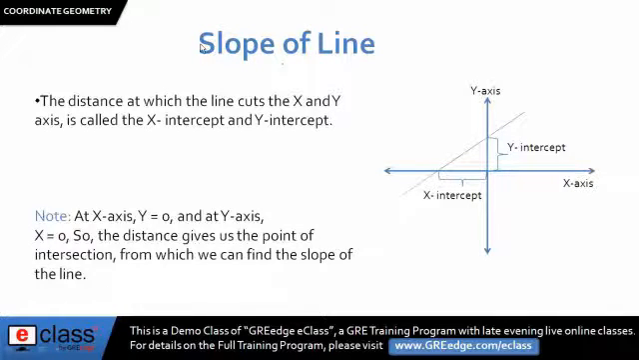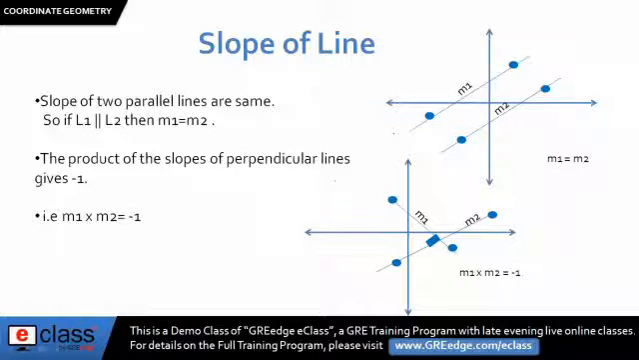Now, the x-intercept and y-intercept. The x-intercept and y-intercept of a line are where the line meets the x-axis and the y-axis. To calculate the y-intercept, replace x equal to 0 in the equation. Similarly, to calculate the x-intercept, replace y equal to 0 in the equation. That will give you the answer. Fine, Darisha, you can join us. Parallel lines have equal slopes, and for perpendicular lines the product of the slopes is negative. Okay, Mukesh, clear?